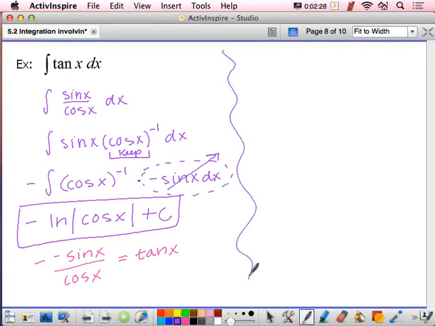How about you guys try the integral of cotangent? Try to do the integral of cotangent of x dx. And on your last quiz, a lot of you mixed up. You thought tangent was cosine over sine. Be careful. Cotangent is cosine over sine.